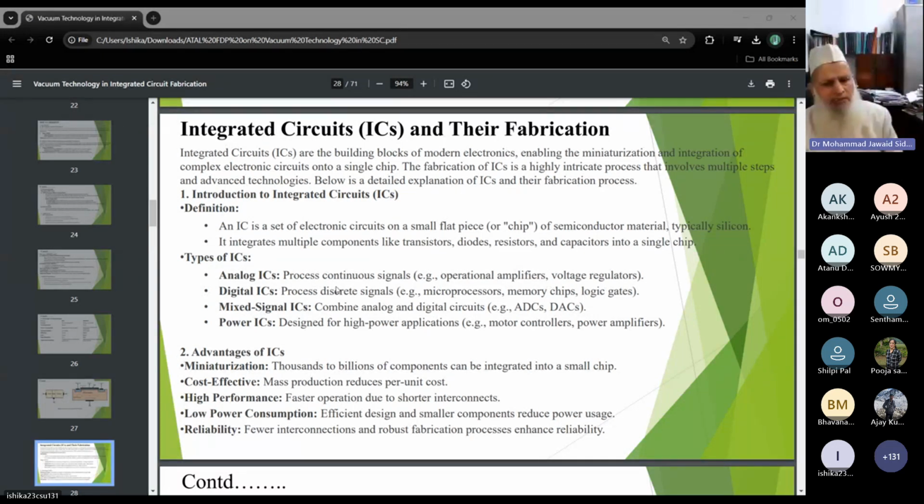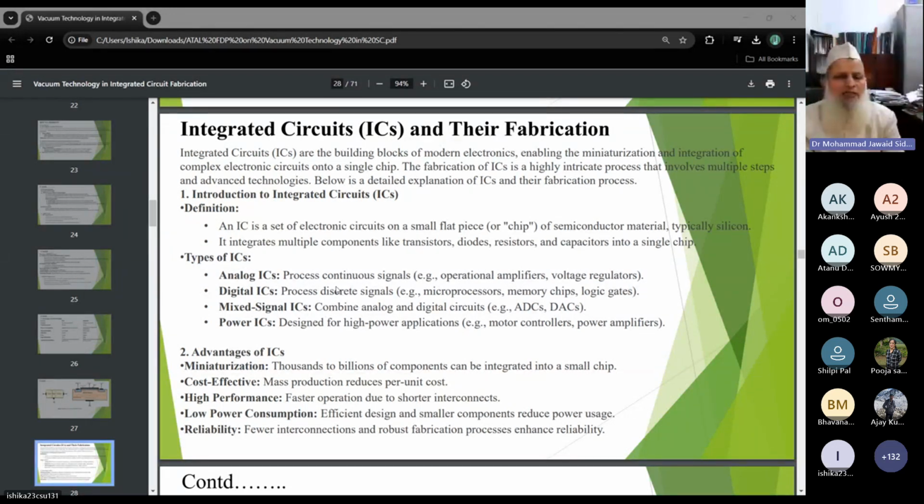Introduction to integrated circuit: definition. An IC is a set of electronic circuits on a small piece of wafer, chip, or semiconductor material, typically silicon. It integrates multiple components like transistors, diodes, resistors, and capacitors into a single chip.